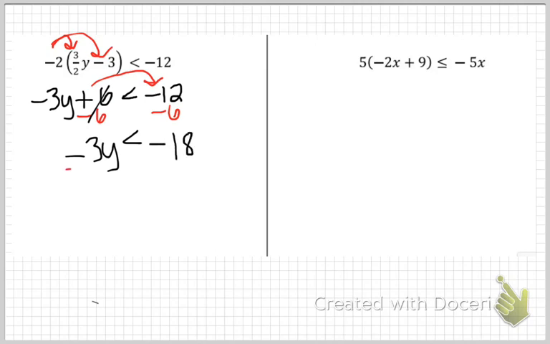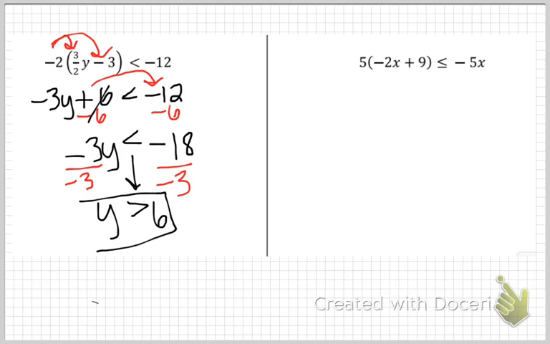Our last step is we divide by negative 3. Notice that I'm dividing by a negative coefficient. This is when we gotta flip the inequality. Negative divided by negative is positive. 18 divided by 3 is 6. So this is our solution. And now we just gotta graph it. So that means 6 is exclusive. We don't include it. And we're going to shade everything that is greater than 6. And that is towards the right hand side.